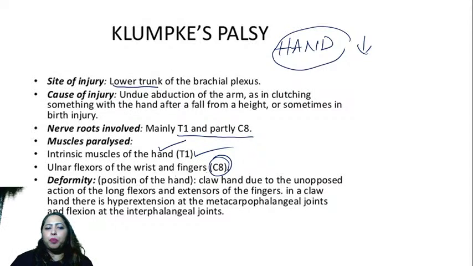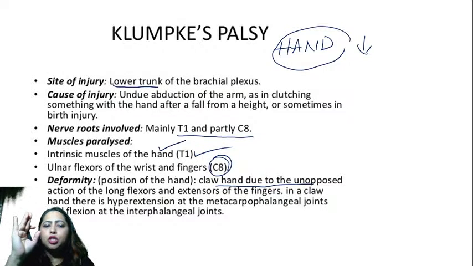So you can see the position of the hand, claw hand, due to unopposed action of the flexors. They are supposed to extend the fingers. Instead of extension, they are all flexed, and this is a claw hand. There is hyperextension at the metacarpophalangeal joint and flexion at the interphalangeal joint. So this is how the claw hand looks. You can see the fingers are clawed and there is interphalangeal flexion.